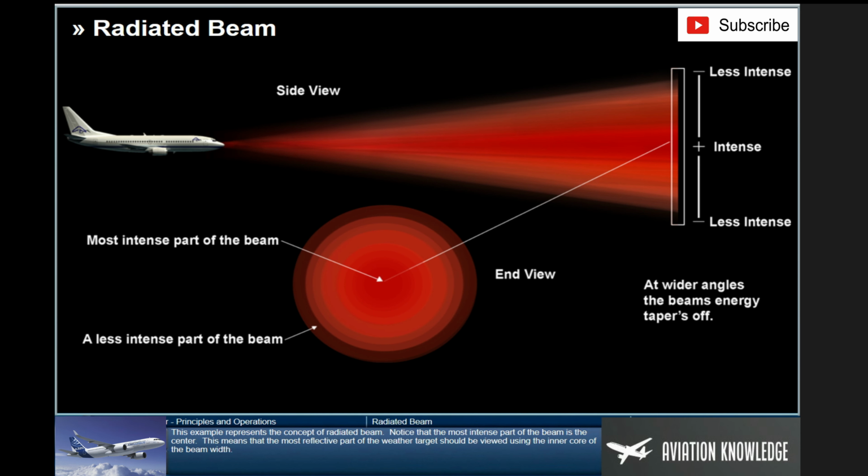This example represents the concept of radiated beam. Notice that the most intense part of the beam is the center. This means that the most reflective part of the weather target should be viewed using the inner core of the beam width.